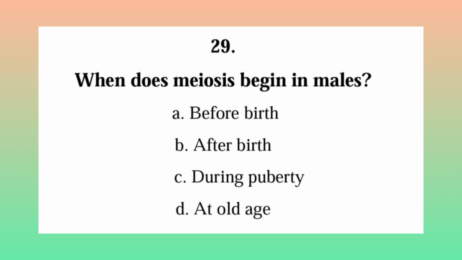29. When does meiosis begin in males? A. Before birth. B. After birth. C. During puberty. D. At old age. Answer C. During puberty. In males, meiosis or spermatogenesis begins at puberty, but in females, oogenesis or meiosis begins at the embryonic stage itself. That is one of the differences between meiosis in males and females.